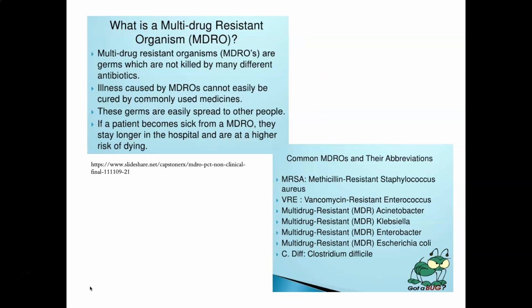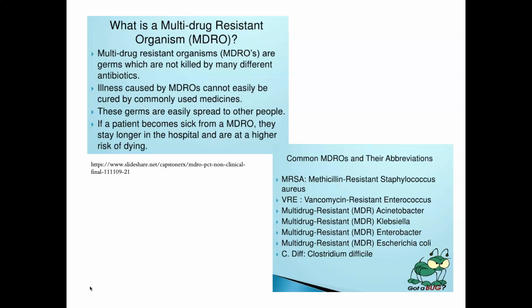And here we go on to the next one. So what is a multi-drug resistant organism? It is germs that are not killed by many different antibiotics. These illnesses caused by MDROs cannot easily be cured by commonly used medicines. These germs are easily spread from other people. They can be spread in a number of ways. It can be through touch, through airborne, through contact, through touching something that has the bacteria on it. There's just all sorts of things. If a patient becomes sick from an MDRO, they stay longer in the hospital and are at a higher risk of dying. That's why it's so important.